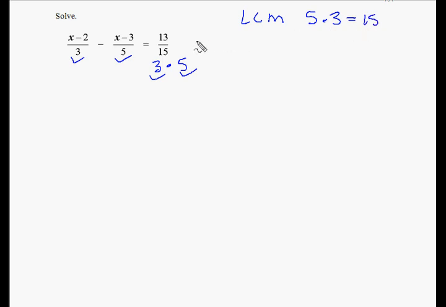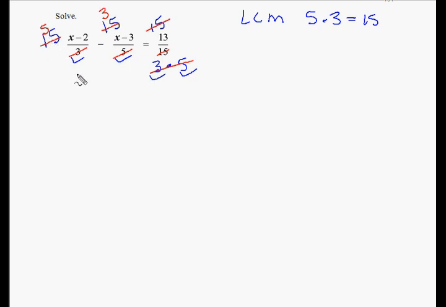Now what we're going to do with that 15 is multiply each term in this problem by 15. And you'll notice here we have 3 terms. So you need to know the difference between factors and terms. Now the whole reason why we multiplied by this LCM was to clear out our fractions. So 3 times 5, which is 15, will go into 15 just once. 5 will go into 15 3 times, and 3 will go into 15 5 times.